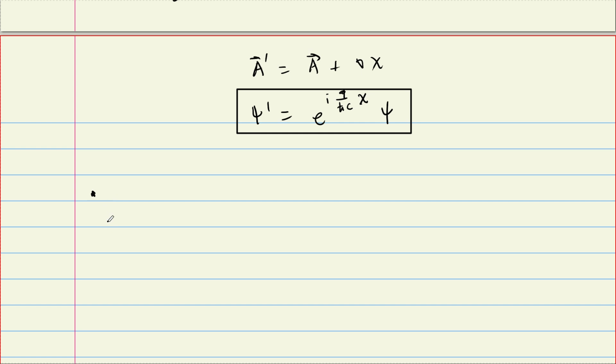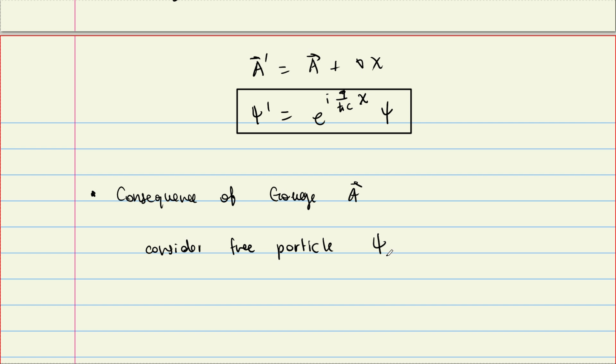So now we have the consequence of gauge invariance. Let's look at it in a different way. The consequence of gauge for vector potential. Let's consider a free particle, and this one is going to be psi. Let me put 0 without a is going to be r, and for free particle we have e to the I p dot r, right? That's the plane wave.